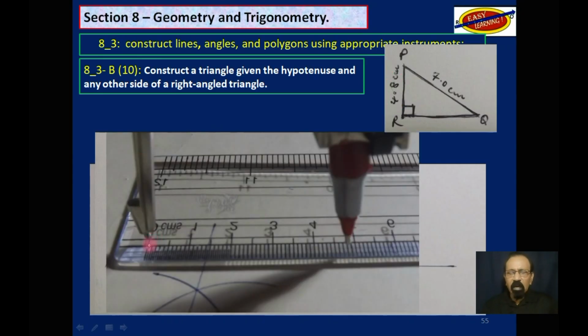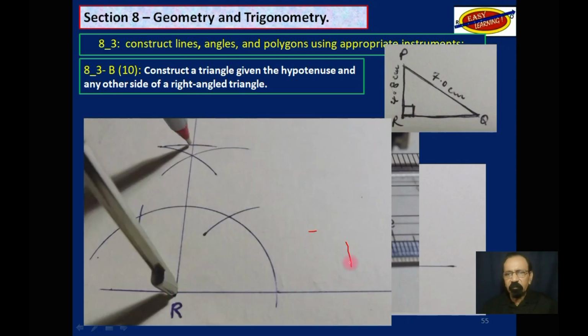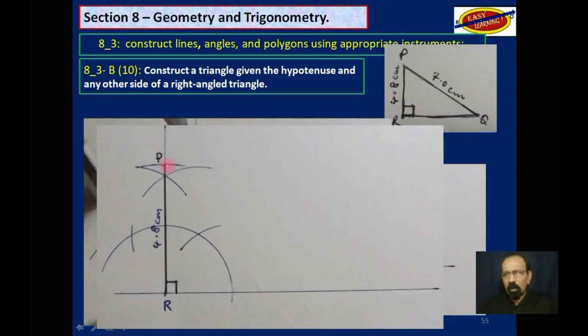So using our ruler and compasses, we measure off 4.8 centimeters, place the metal point at R and mark off there 4.8 centimeters. Label that point P, bold the line segment PR, and write in the dimension here. So we've got the right angle, we've got the length of PR. Now what we need is 7.0 centimeters from P to Q. Q will fall somewhere here.